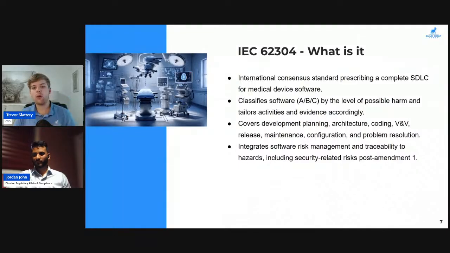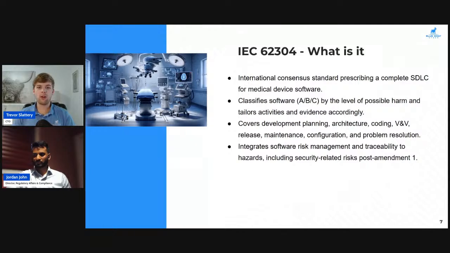If we have a class C or a class 3 device, it's assumed that there's going to be a significant level of risk. This could be maybe an implantable, a high-risk diagnostic machine treating some critical illness, or something where if a problem goes wrong, it could potentially lead to significant harm or even the death of the patient. Naturally, we're going to want to take extra close attention when we're handling a product like this.